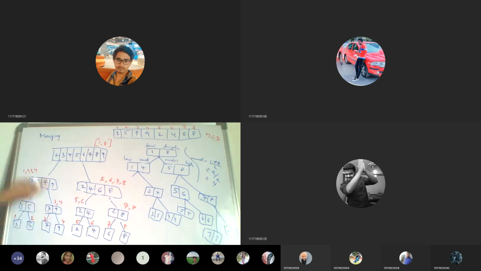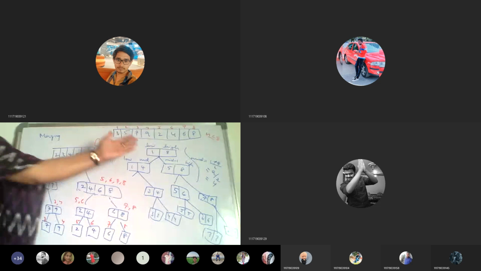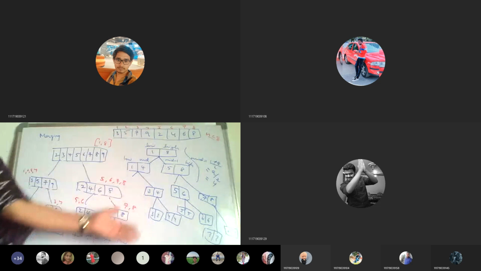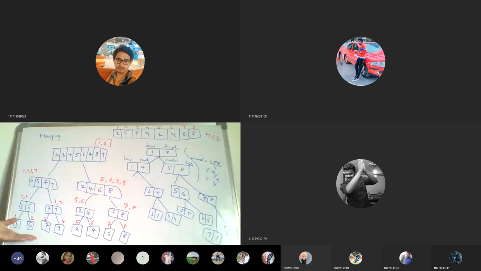Okay, so this is how the recursive functions are called. But this is the tree structure, how the solutions are combined and merged in order to get the solution for the main problem. Is this clear? Yes, ma'am. Okay.